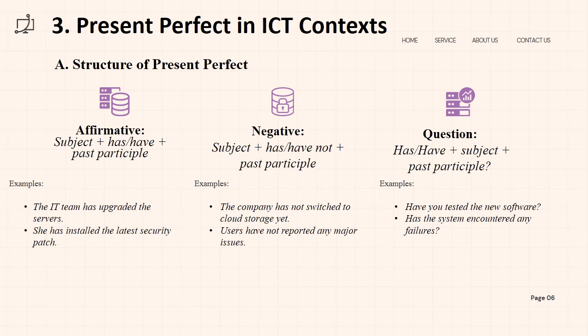For the negative form, we just add not after the verb to have. That is to say, has not or have not plus the past participle. Concerning how to formulate a question in the present perfect, we start with the verb to have or has with the third person of singular, plus the subject, plus the past participle.